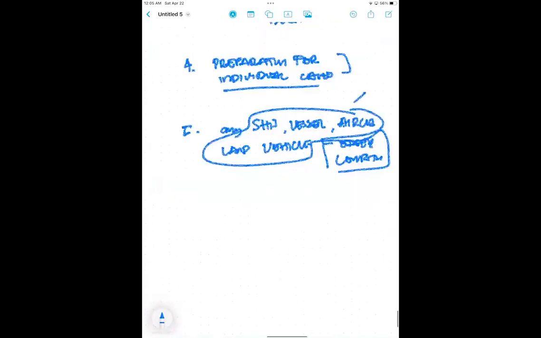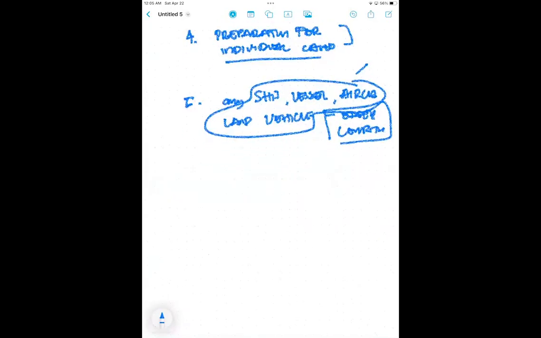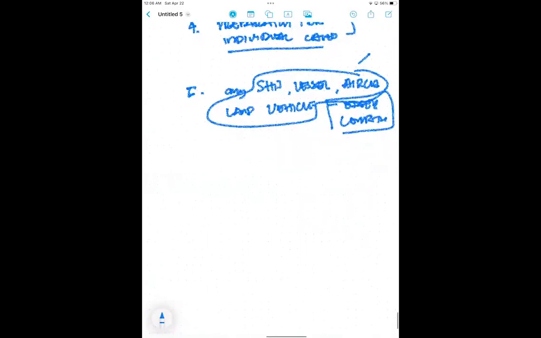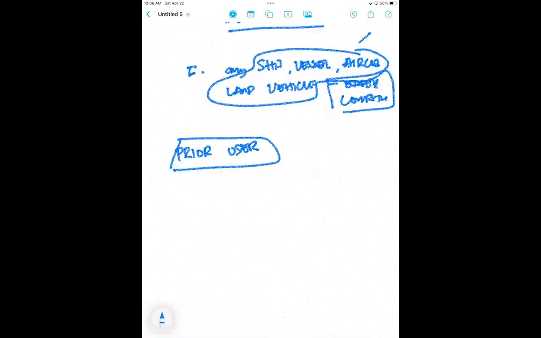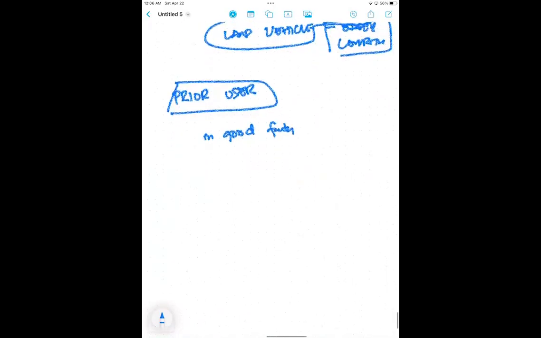Now, other limitations would include prior user. Okay? Ano ba itong prior user na to? Prior user is when someone has been using the invention or the subject matter patent in good faith. Okay? Therefore, this person is not liable for patent infringement.